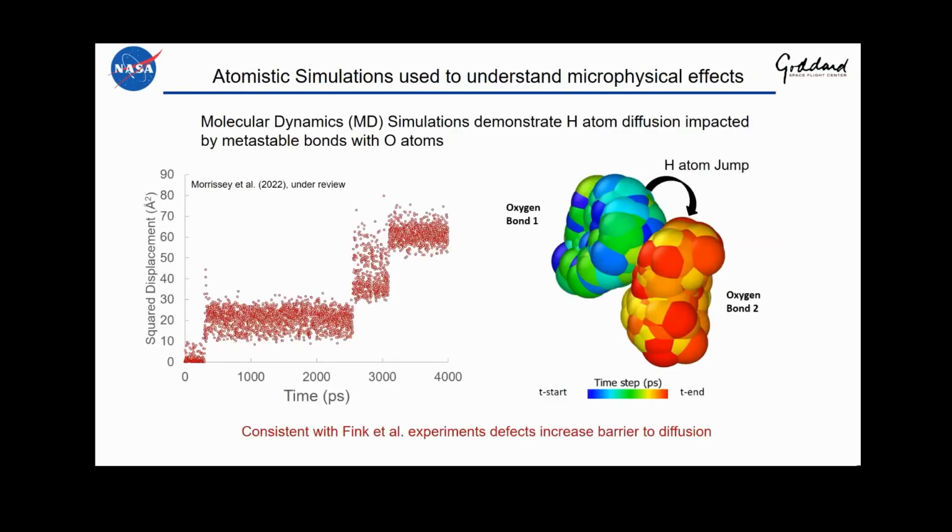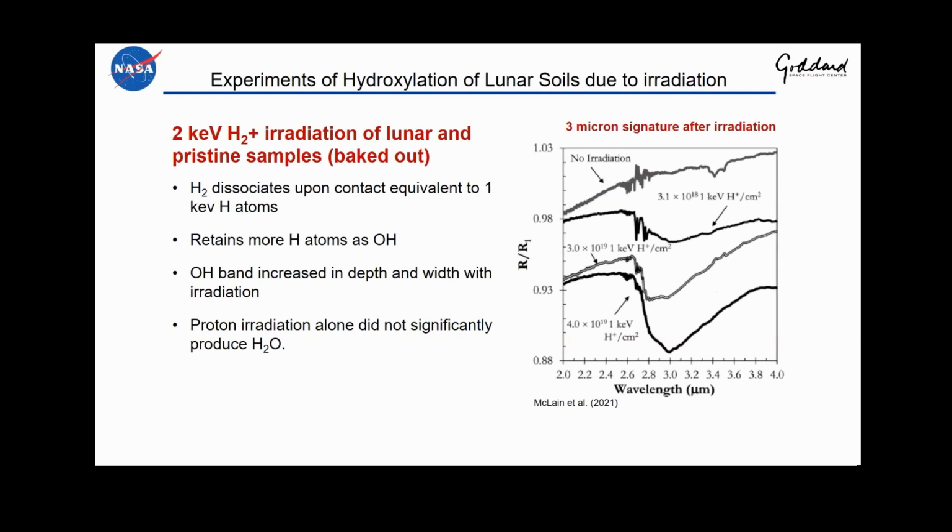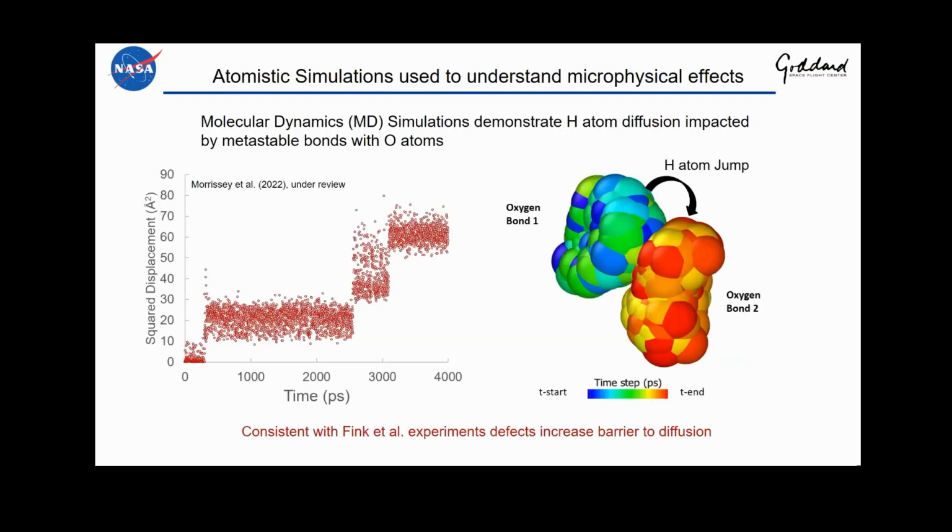Okay. And so we're looking at the microphysical properties at the experimental level, shown by these experiments here, looking at how the absorption feature changes with radiation, and also diffusion at the atomistic level, using these molecular dynamic simulations that really show this diffusive process from oxygen bond to oxygen bond occurs as a jumping type of mechanism, in which the hydrogen atom stays at that bond, fluctuating around the oxygen atom until it hops to another oxygen bond. So we can look at these processes at the atomistic level and see how it informs the global observations.